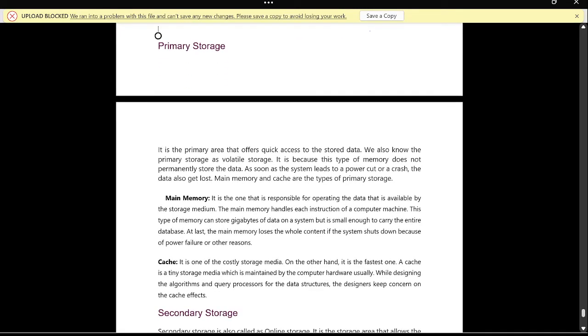Primary storage is what gives you quick access to the memory, and it is volatile storage. Volatile storage means that when you have a power cut or a sudden shutdown of your system, whatever data you have stored is going to be erased. That is volatile memory, and it is very high speed memory. Main memory and cache memory are the two types of primary memory.